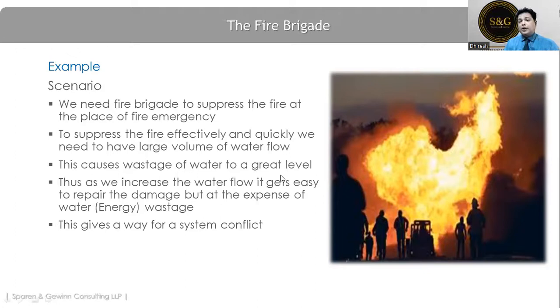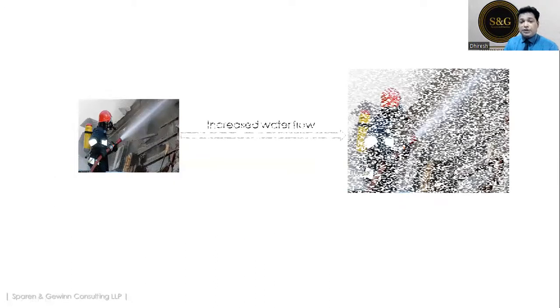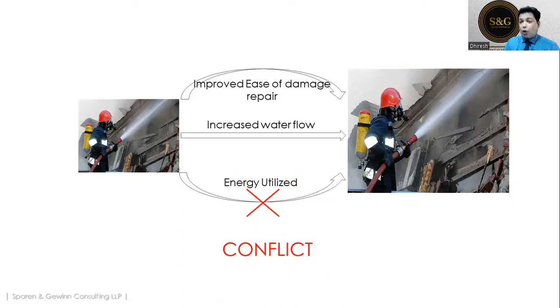Understand this? Because at the root of the fire and the surroundings, other places are also catching fire, so huge water gets wasted while extinguishing the fire. Thus, we increase the water flow. It gets easy to repair the damage, which is the extinguishing of the fire, but at the expense of huge water wastage. So it gives way to a system conflict. What is the conflict? We want to extinguish the fire, so we increase the water flow. It can be extinguished at a rapid pace, but at the loss of energy, which is water. This is the contradiction, the conflict.